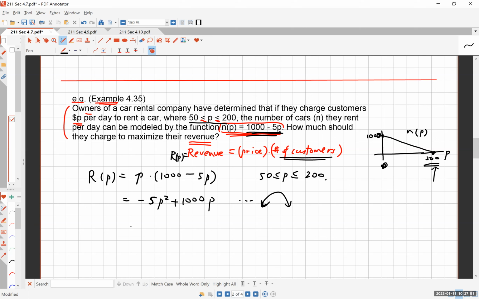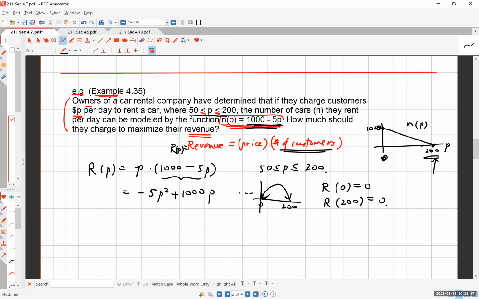The leading coefficient is negative, so it's going to be an upside down parabola. In fact, you also know that R of 0 is 0 and R of 200, because this part will be 0, is also 0. So you know this point and this point already of the parabola. Now, if you know anything about parabolas, you know that the axis of symmetry and the vertex happen halfway between 0 and 200. So the answer will be 100. You can just tell by what you know about parabolas.